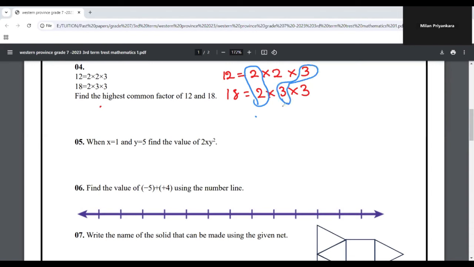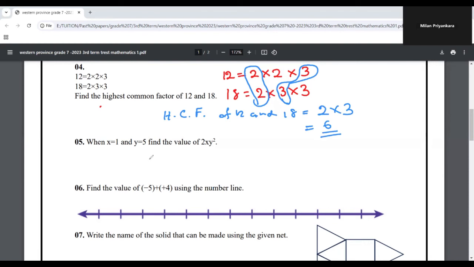Common prime factors. These 2 and 3 are common, then the highest common factor of 12 and 18 is obtained by 2 into 3, right? You have to take these couples and then multiply, right? Then you get the answer, which is 6, right? So this is the method I use, right? So you can also practice this one.